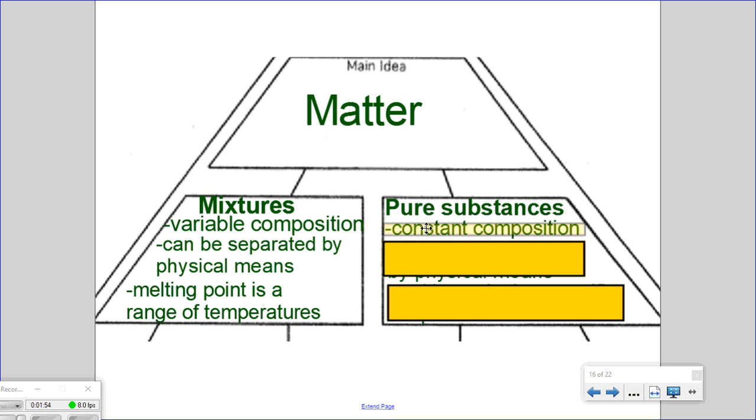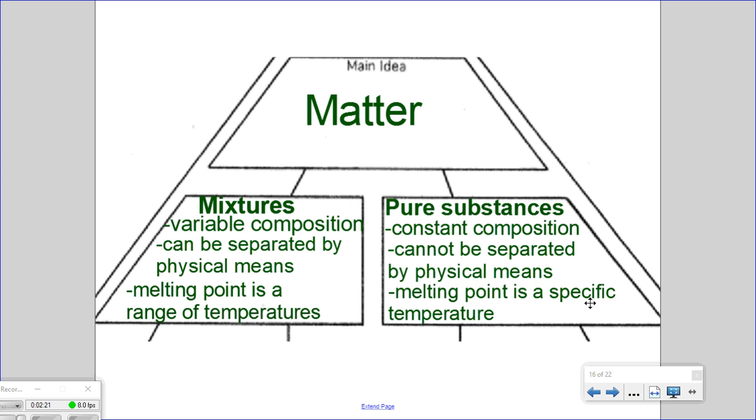Pure substances have a constant composition, meaning they're only made of one thing. They cannot be separated by physical means. You have to use a different way because it's just one type of particle in there. So if you want to break those particles down into their individual parts, you'll have to use different means of doing that. And their melting point or boiling point is going to be at a specific temperature. So, for example, like I said, pure water will freeze at 4 degrees Celsius.